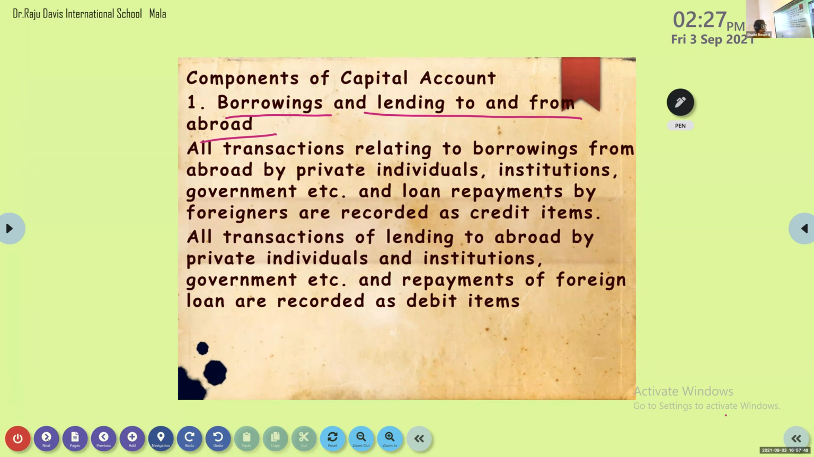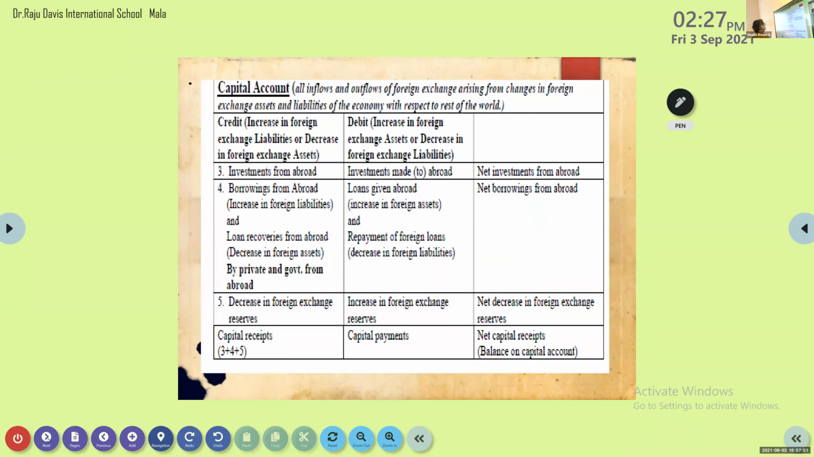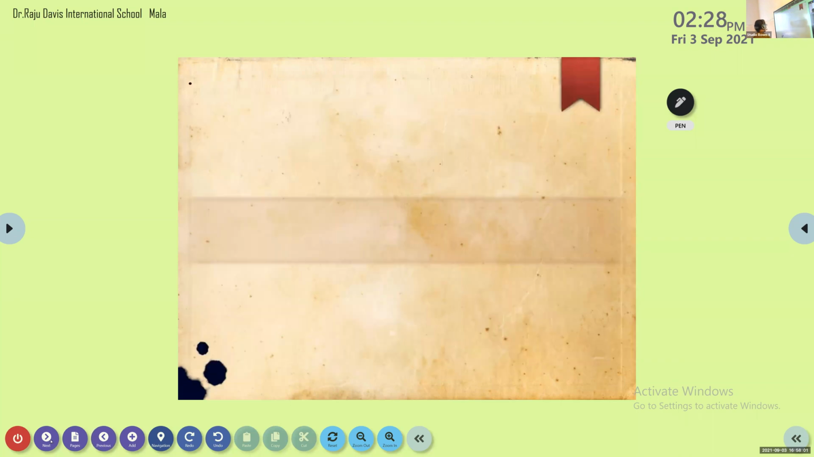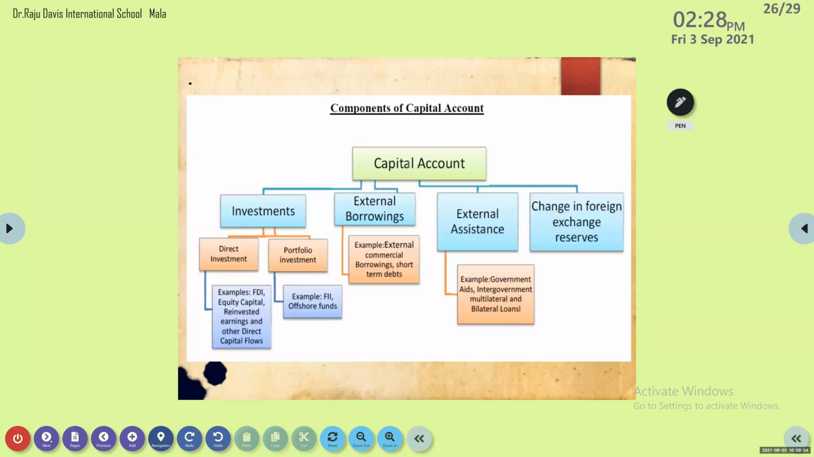When we talk about borrowing, is it an inflow or outflow? Inflow. It is inflow. Okay. So where will we be marking that? Is it on the credit side or the debit side? Debit. Whatever inflow will be marked where?